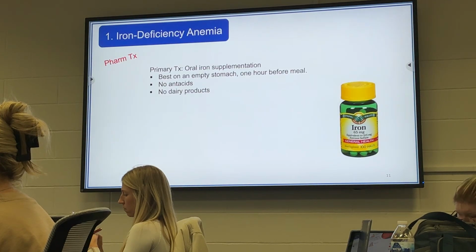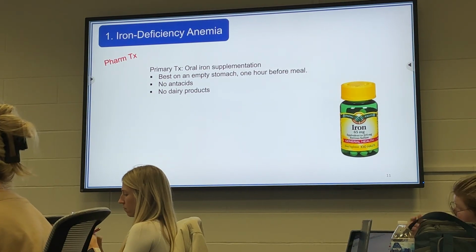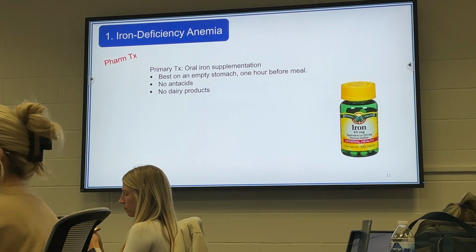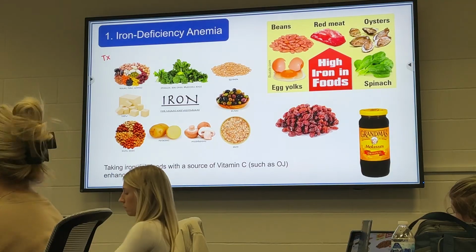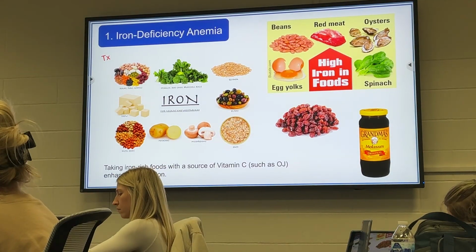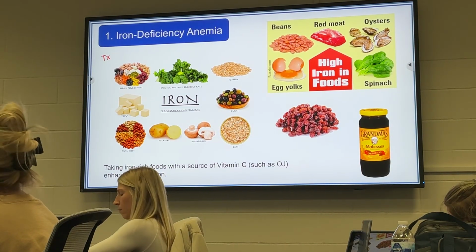And of course, the treatment is going to be to try to replace her iron, promoting iron-rich foods. Some of them are on here.